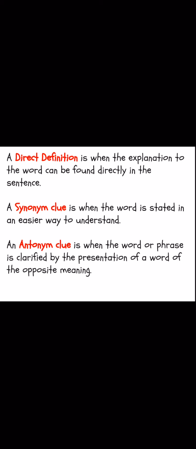The first strategy is called direct definition. A direct definition is when the explanation to the word can be found directly in the sentence. The next strategy is a synonym clue. A synonym is when the word is stated or used in the sentence in an easier way to understand, or there are other words surrounding it that mean the same or about the same as the word that you're trying to determine the meaning of.